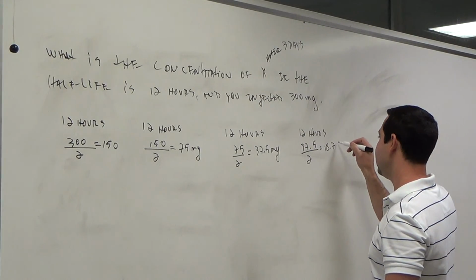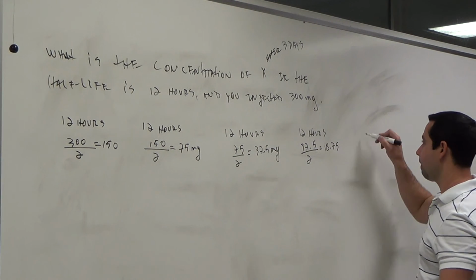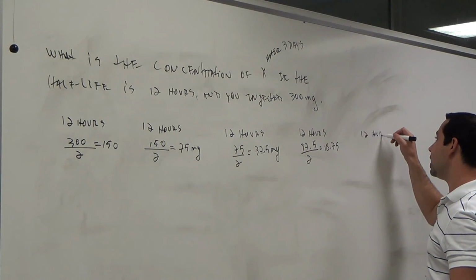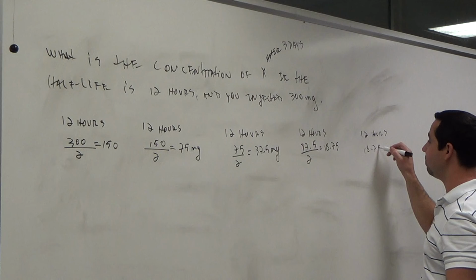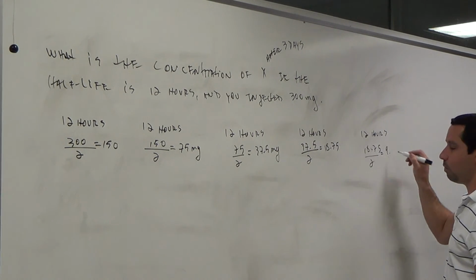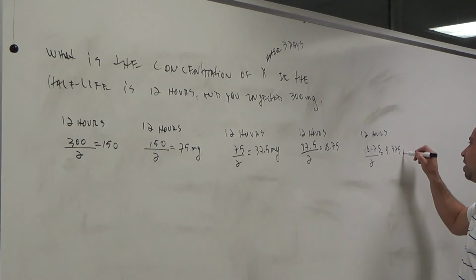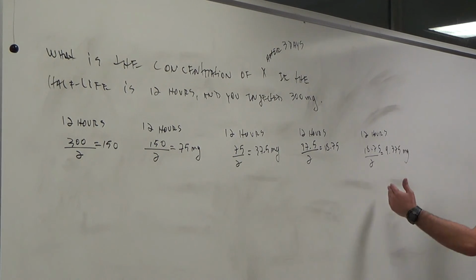18.75. That's 2 days already, yes? Okay. And the next day is going to be 18.75 divided by 2. How much is it? 9.375. Wow. We're going to have numbers up to here.